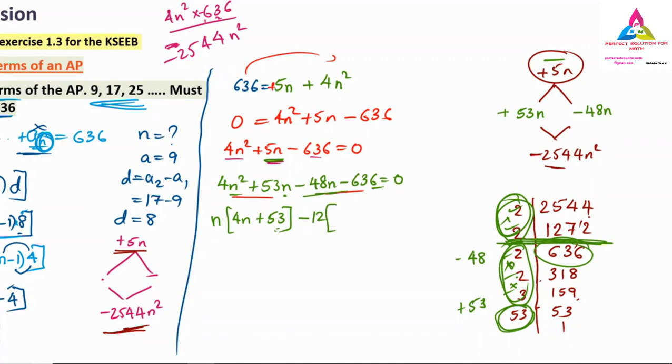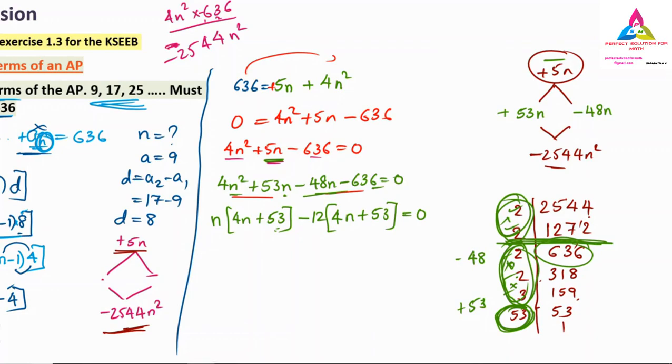So what is left? 12 times 4 is 48, and n is left. The minus n already taken outside, so it will become plus. Here also, minus n we have taken outside, so it will become plus. So 636, in that we have taken 12 common. So what is the remaining thing? That is 53, so plus 53. Why is it plus 53? I have already told, because minus is already taken outside the bracket.